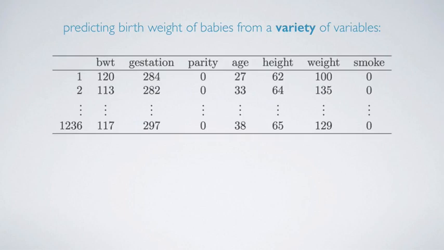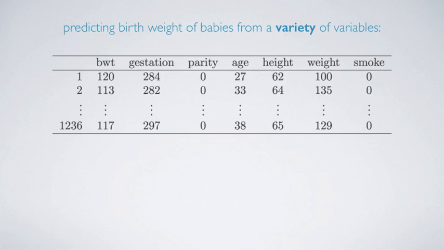Imagine that we want to predict the birth weight of babies from a set of these variables. This is exactly what we mean by multiple regression. We have a set of explanatory variables that we use to predict a response variable. We're going to be limiting our discussion to the case where the response variable is numerical. However, the explanatory variables can either be numerical or categorical.